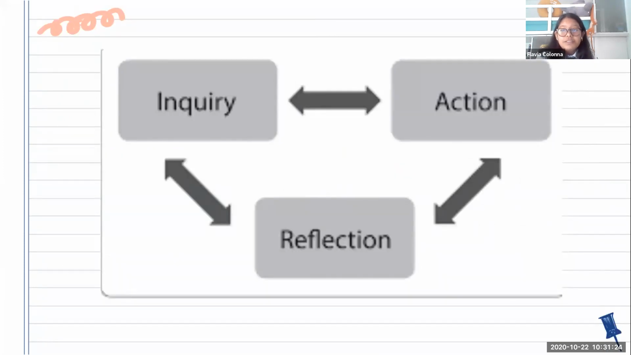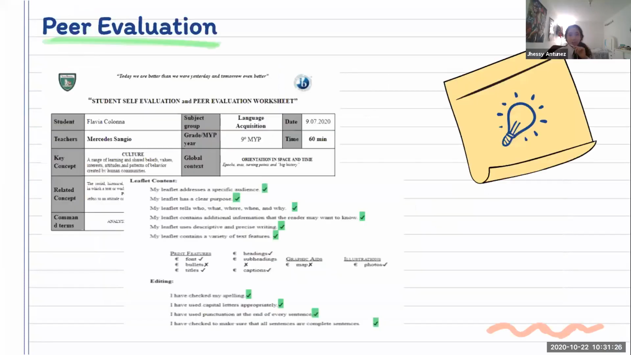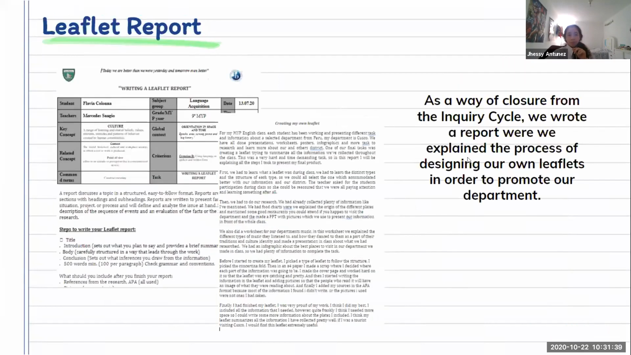Finally, we've come to the part of reflection. When we concluded with that, we initiated the reflection on our product, and we did 2 more worksheets. The peer evaluation, in which we joined in pairs in breakout rooms and evaluated our partner's work. This is the leaflet report we did in order to highlight how to make a leaflet. In addition, we had to write about what the leaflet is and how to use it, so that it serves us, and give our opinion about our leaflet.